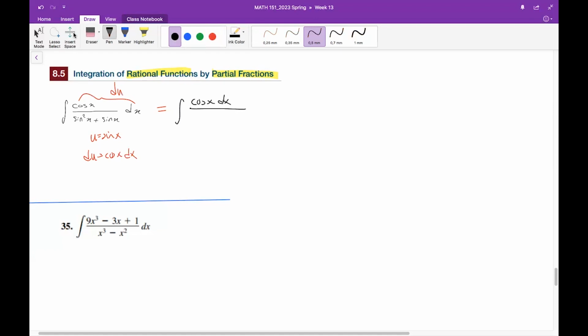Cosine x dx, sorry, I think I wanted to write du there. And at the denominator, what do we have? U squared plus u, right? Then look at the denominator. The denominator can be decomposed into 2 linear factors like that.